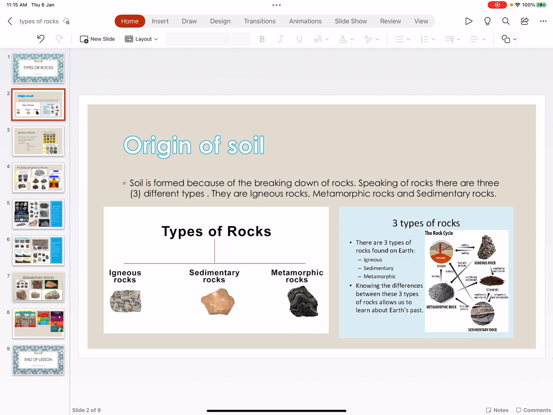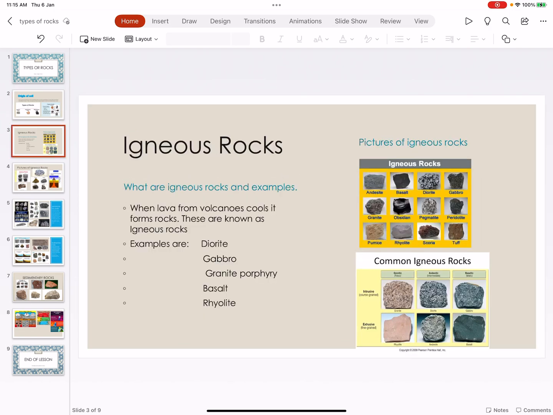Now please take note of the two pictures of the three types of rocks. They'll show you how the rocks look and also how they're formed. Good. Let's move on to the first type of rock, igneous rocks.